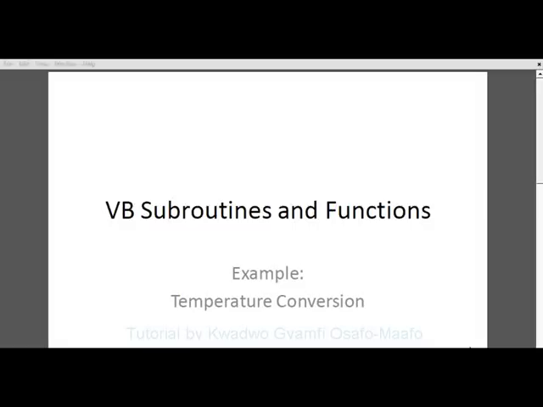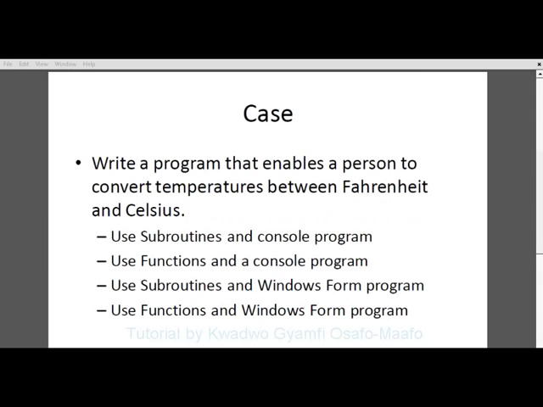In this example, we'll be using Visual Basic subroutines and functions to perform temperature conversion. We're going to do this in a few ways. The program, of course, is to enable a person to convert between Fahrenheit and Celsius. We're going to use subroutines in a console, functions in a console, subroutines in the Windows program, and functions in a Windows program.